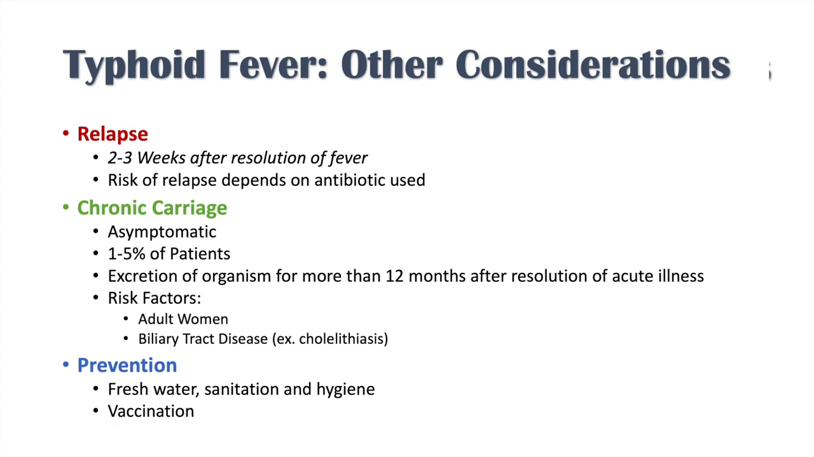She was a chronic carrier. She wasn't symptomatic, but she was passing and excreting this organism and infecting many other individuals. And again, the risk factors for chronic carriage include adult women and those with biliary tract diseases, especially cholelithiasis, because gallstones act as a source of that bacteria. And again, the most important thing to take from all of this is prevention of typhoid fever in the first place. Again, we want to have fresh water, sanitation, and hygiene. That is critical to prevent the spread of typhoid fever. And there's a vaccination for typhoid fever that can actually reduce or eliminate it or help prevent individuals from contracting typhoid fever.